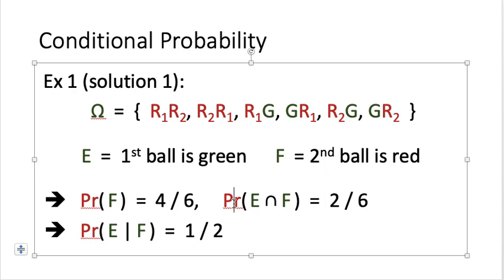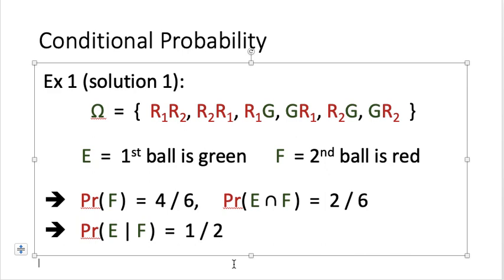And how about this one? What is the probability of E intersect F? E intersect F means that I need E to happen and I also need F to happen. So the first ball has to be green and the second ball has to be red. We will see that this is one of the cases that matches E intersect F, and this is another one. So there are exactly 2 cases out of 6 in which E intersect F will happen. So the probability of E intersect F will be equal to 2/6. Because of this, the ratio will be 1/2. So probability of E given F is equal to 1/2.